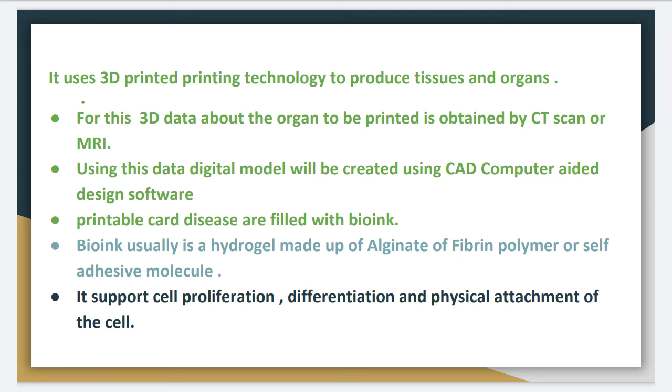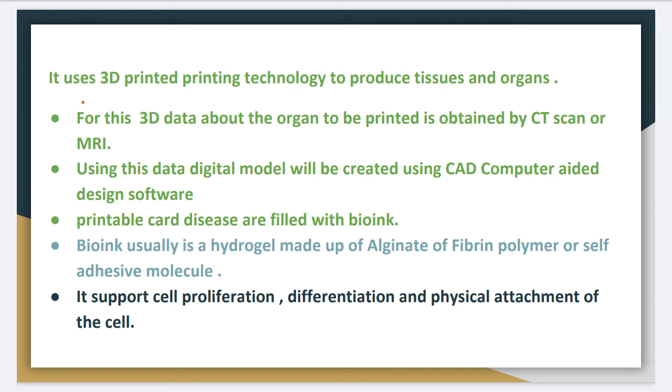Before printing an organ we require data. The data in this case will be required in the form of an image. An image of what? An image of an organ, and the image of the organ must be 3D, because we want to print in 3D and then transplant it. So how can this happen? This can happen with a CT scan or an MRI. The CT scan or MRI collects the data, and then maps it into a digital model.